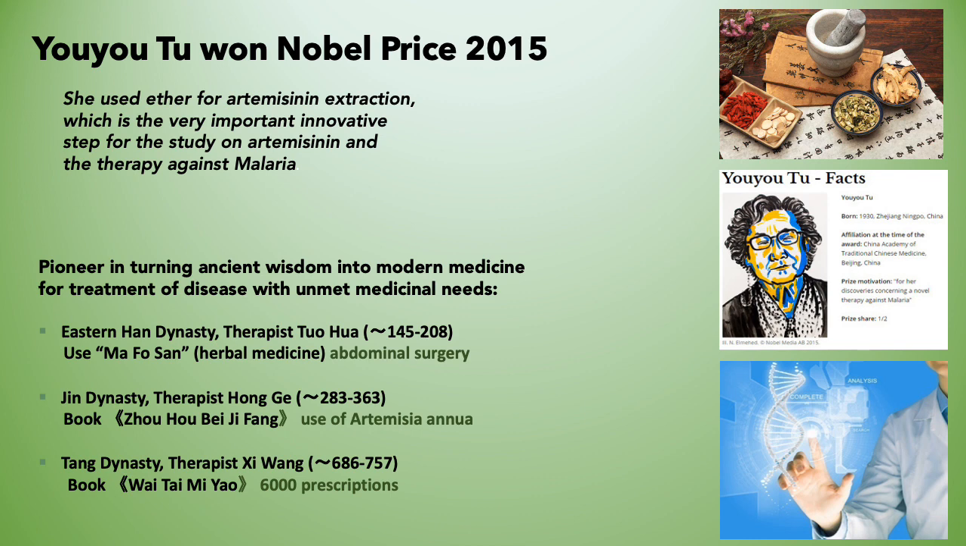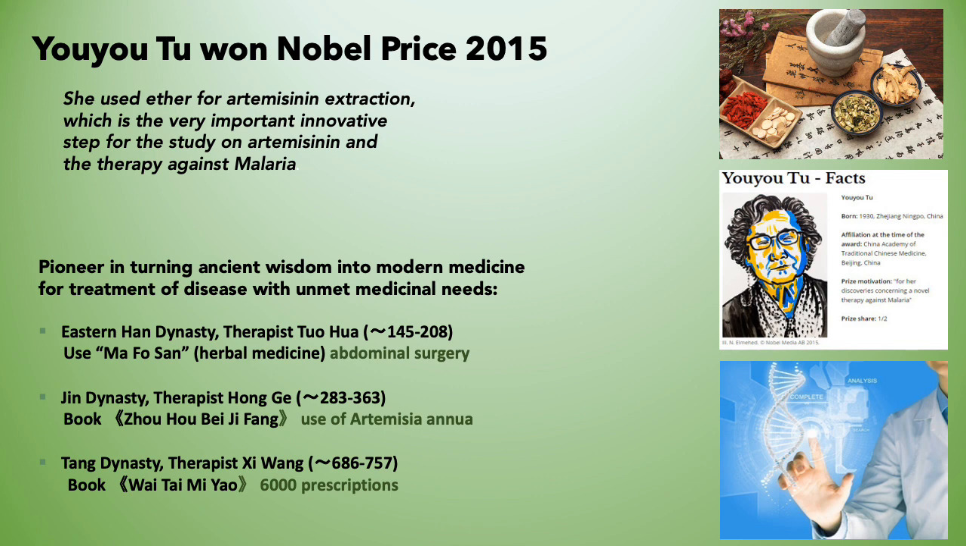Another example is to show that artemisinin has been isolated from Artemisia annua. This is from Professor Youyou Tu at the Chinese Academy of Chinese Medical Sciences, who won the Nobel Prize in 2015. In fact, she said she was inspired by the old Chinese ancient books. Here I list the 3 books.